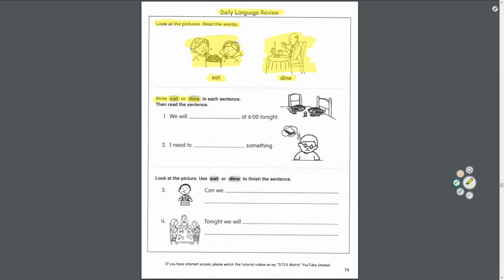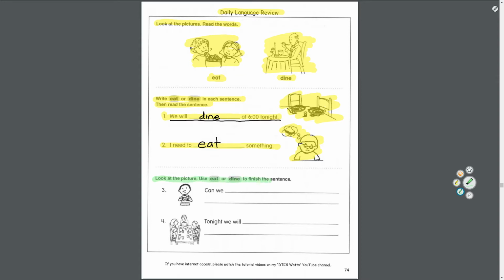Write eat or dine in each sentence. Then read the sentence. Number 1, we will blank at 6 o'clock tonight. And we see a table with food and chairs. Number 2, I need to blank something. Here's a sad boy thinking about a sandwich. So number 1, we will dine at 6 o'clock tonight. They might have a dinner reservation. Number 2, I need to eat something. You see the difference?